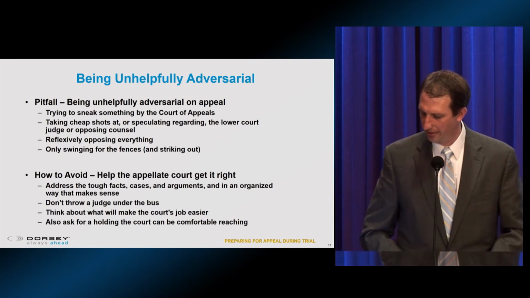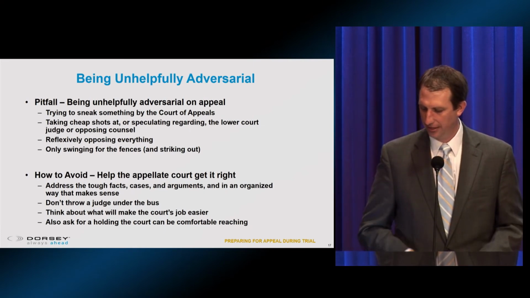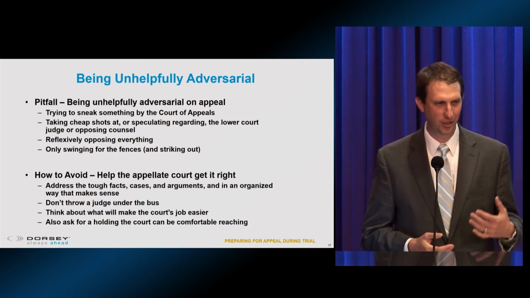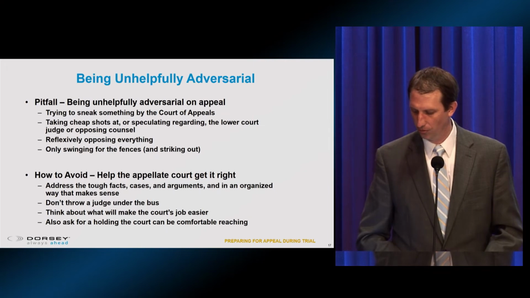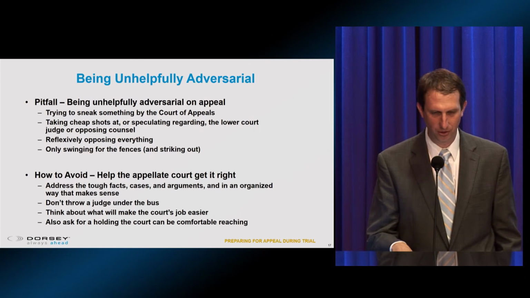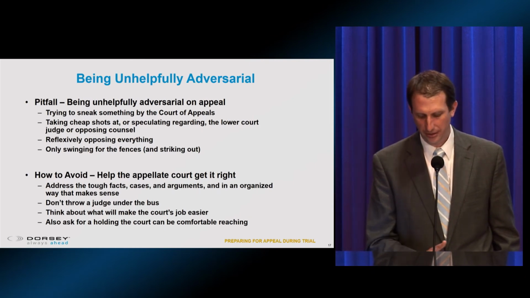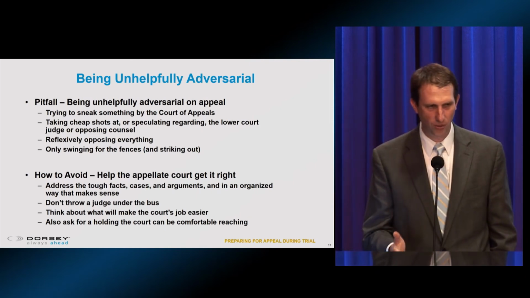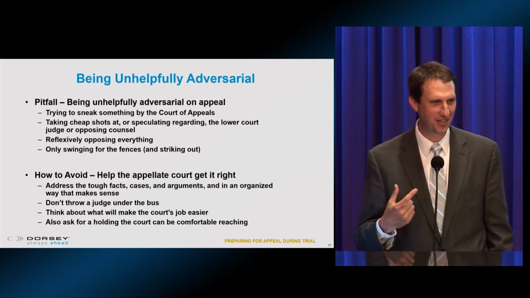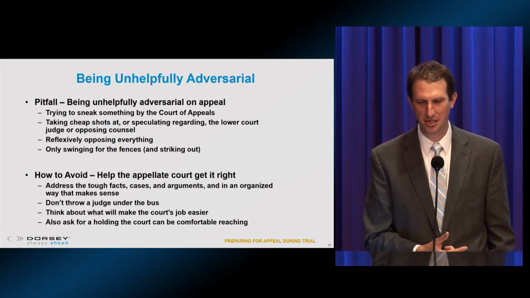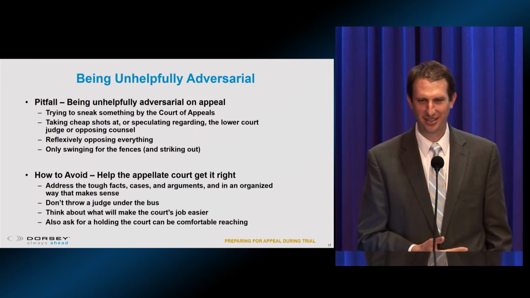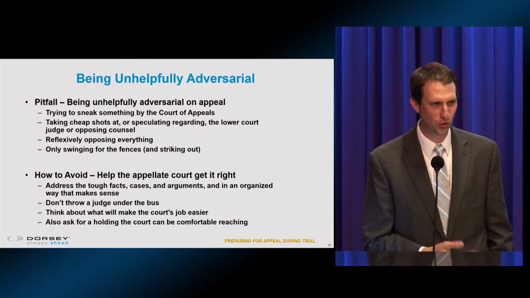So another example of being unhelpfully adversarial on appeal is taking cheap shots at or speculating regarding what the lower court did, what the lower court was thinking, or the same too for opposing counsel. The reality, at least in terms of going after the district court judge, is that it's the Court of Appeals' job to correct the district court when they go wrong, but these are also their colleagues. They're often in the same building as these district court judges. And so the Court of Appeals generally isn't looking to throw them under the bus. And so as a general matter, you shouldn't either.